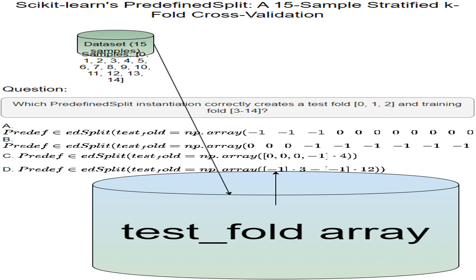This is a NumPy array. I use this array to tell PredefinedSplit how to divide my data. A value of -1 means the sample belongs to the training set. Any non-negative integer represents a test fold.